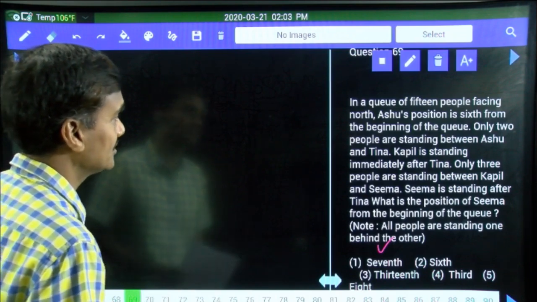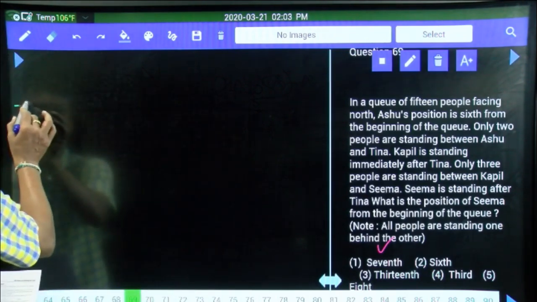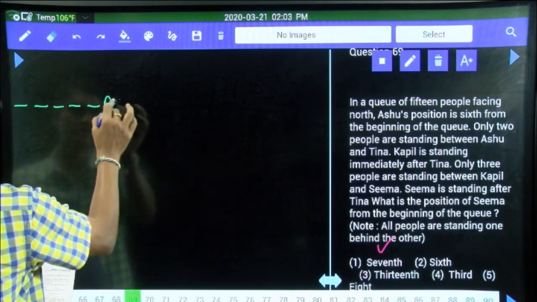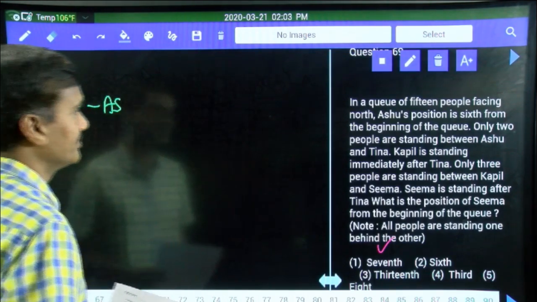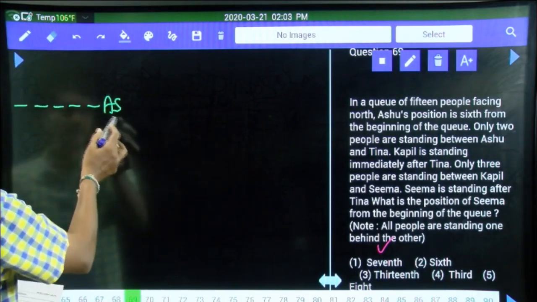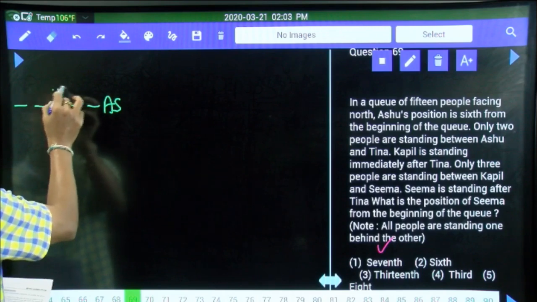Ashu's position is 6th from the beginning of the queue. 1, 2, 3, 4, 5 and 6. Ashu is 6th from the beginning of the queue. 2 people between Ashu and Tina. How many people are there between Ashu and Tina? 2 people.